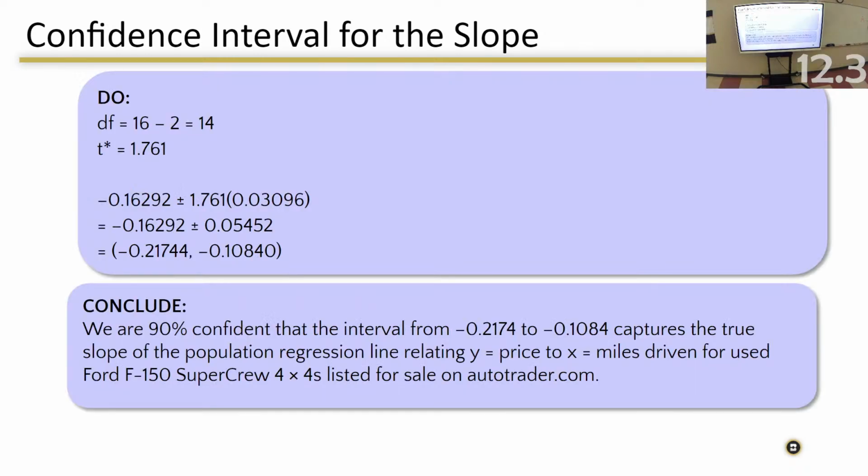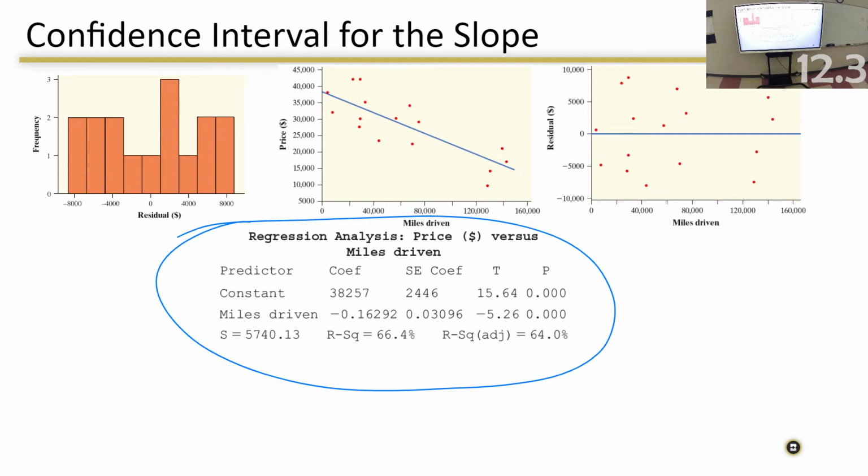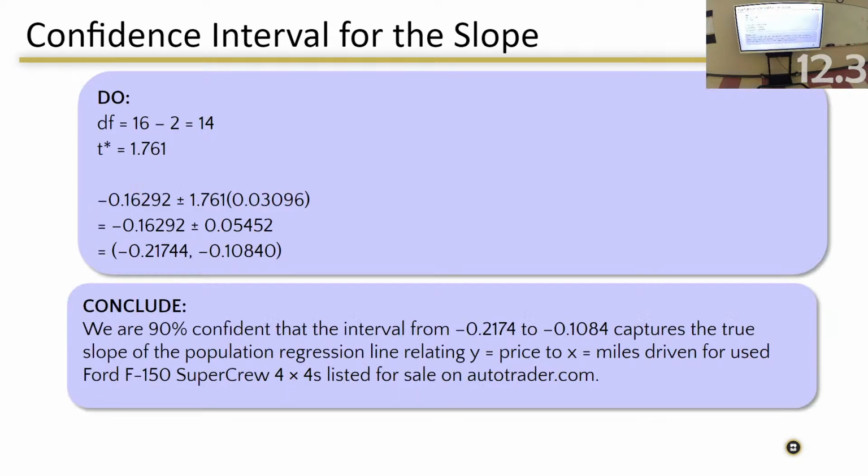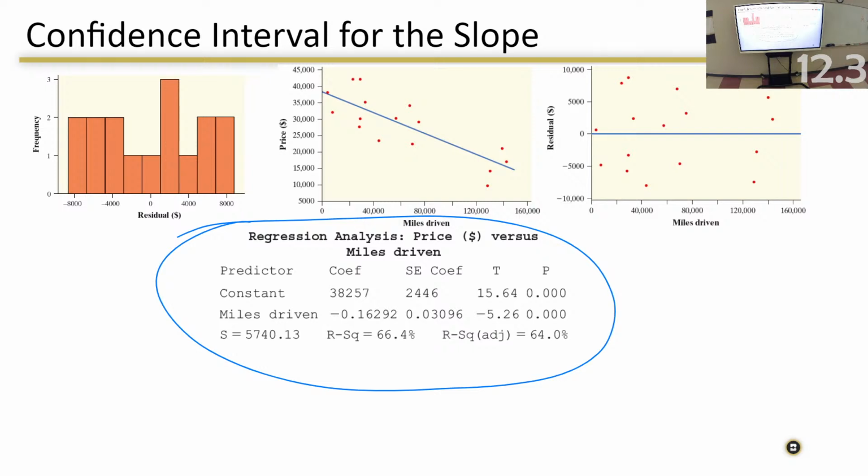I guess I cut the question out. So they're going to say find a 90% confidence interval. Find the 90% confidence interval for the slope. They're going to say for the slope, not for the price. For the slope. So there's my estimator, negative 0.16. It's going down, right? It's a negative slope. The price is going down as the miles go up. Okay, so there's that value.